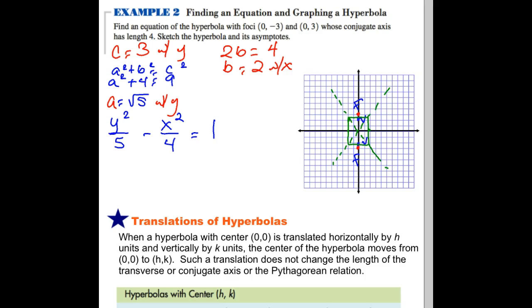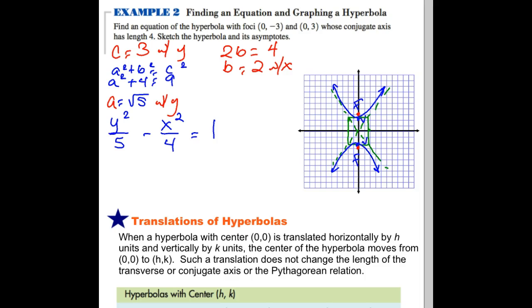Now, do our branches go on the side or do they go on the top and bottom? They have to go through which point? They have to go through the vertex, right? So our graph is going to be top and bottom, touching the vertex and approaching those diagonal lines. Okay.